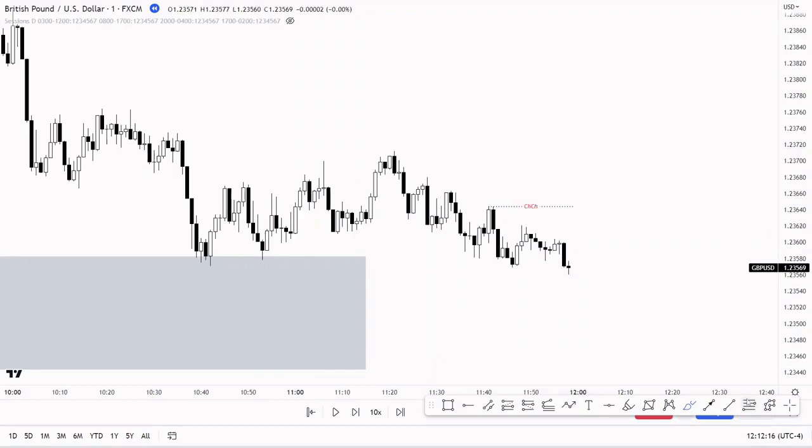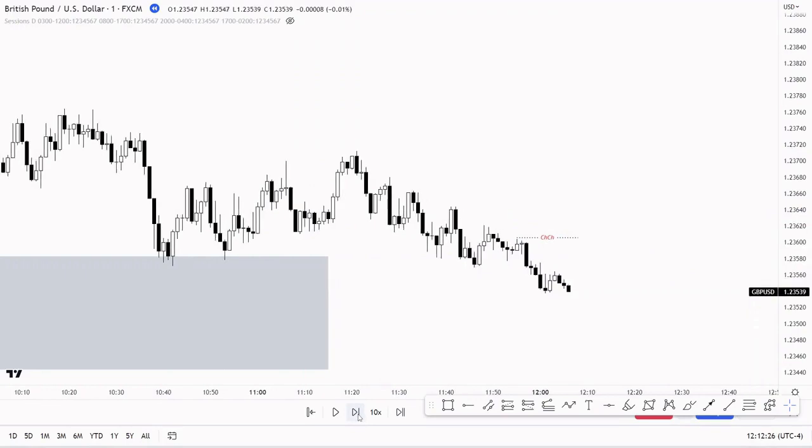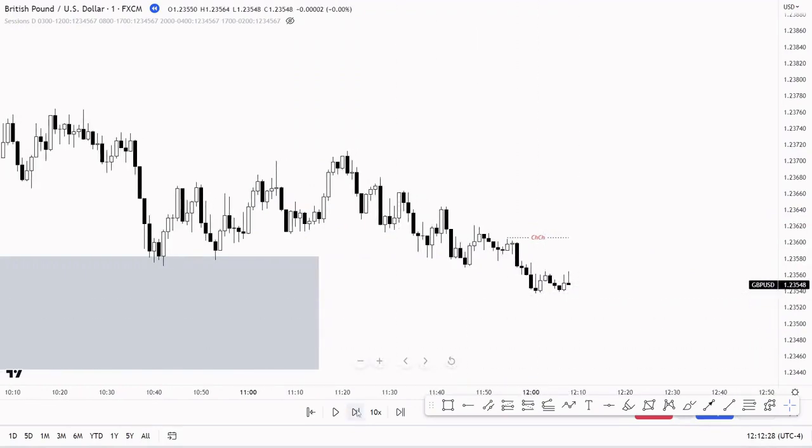You have to be really careful in marking the change of character. If you mark wrongly, then you may miss your entry. Now market is going down. Wait here until you do not see any candle above our change of character line.